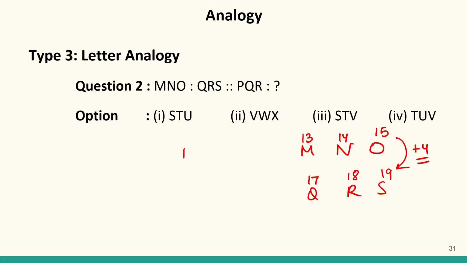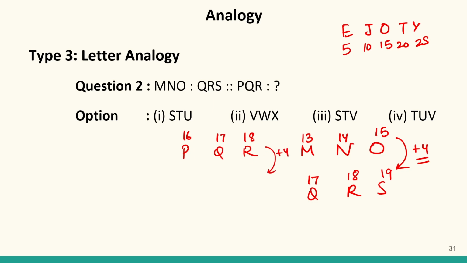So I'll do the same thing for PQR. In PQR, P is positioned at 16, Q is positioned at 17, and R is positioned at 18. I also told you about a shortcut called AJOTI that you can remember to reference all the forward ranks. Now PQR is this. Now I have to move 4 positions forward.